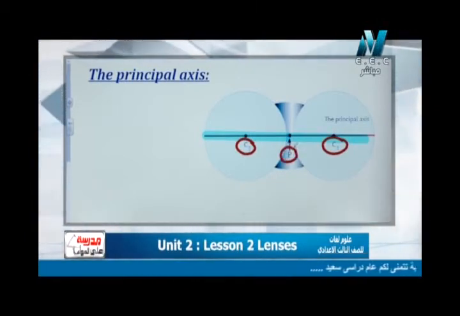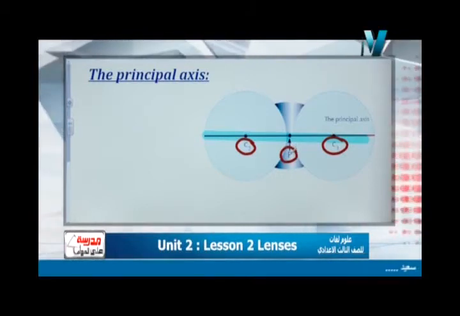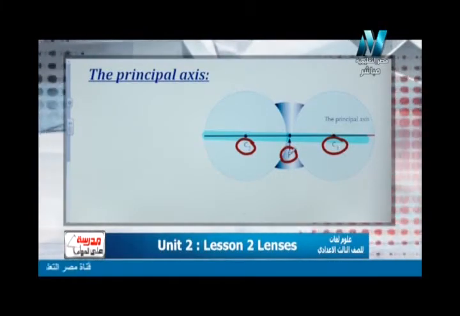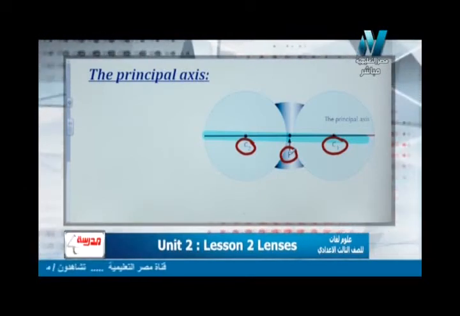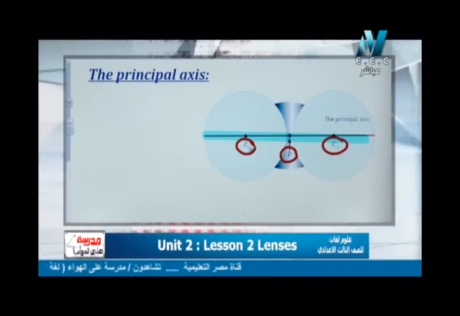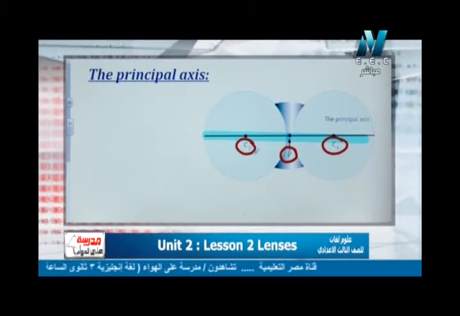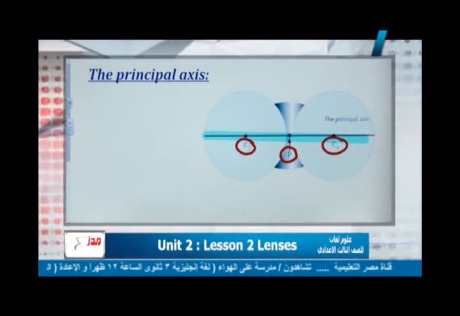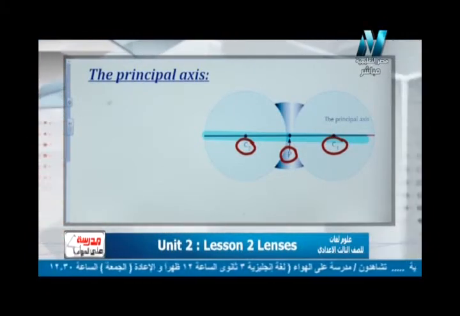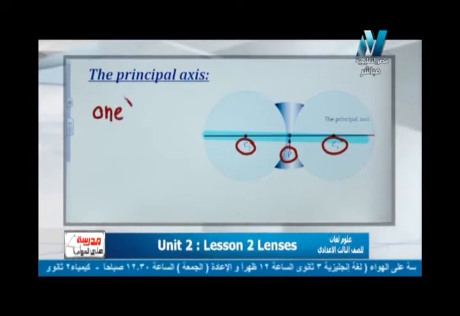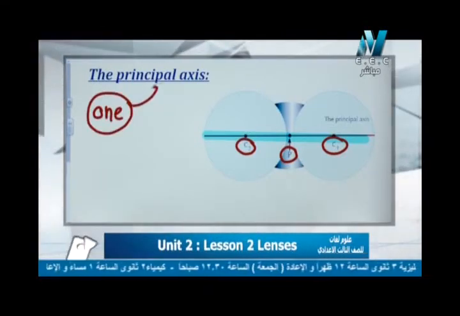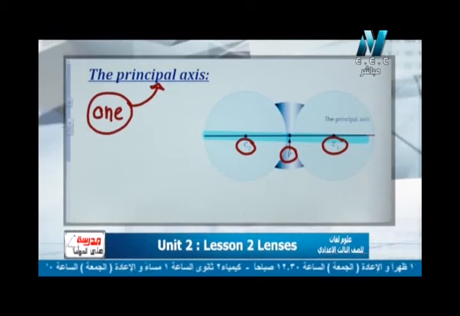At the same time, to be more specific, this straight line passes through the two centers of curvature, and it passes through the optical center at the same time. So here we have only one principal axis, as we studied before in spherical mirrors.